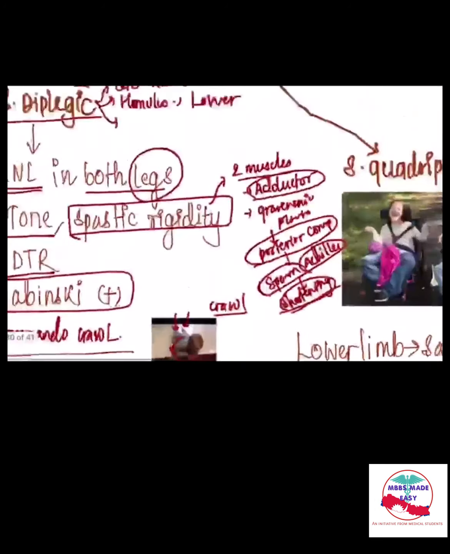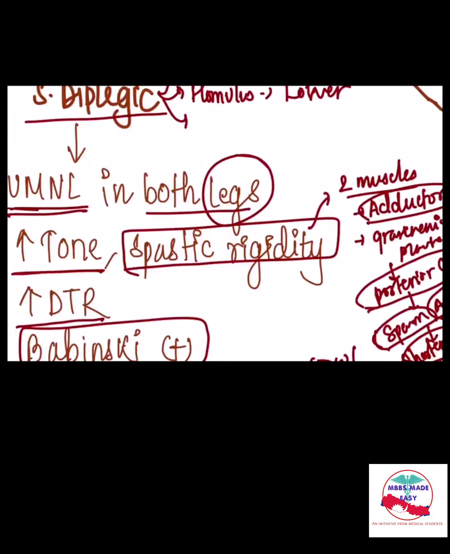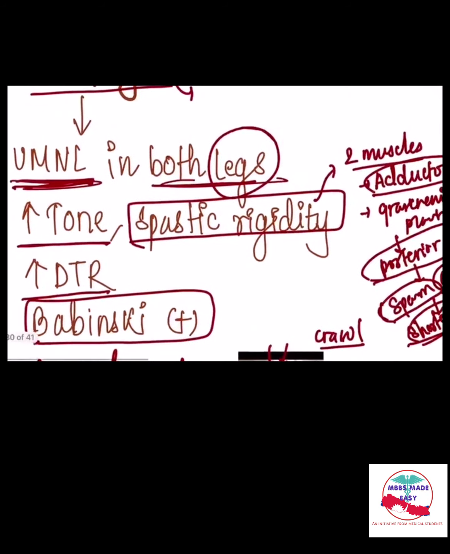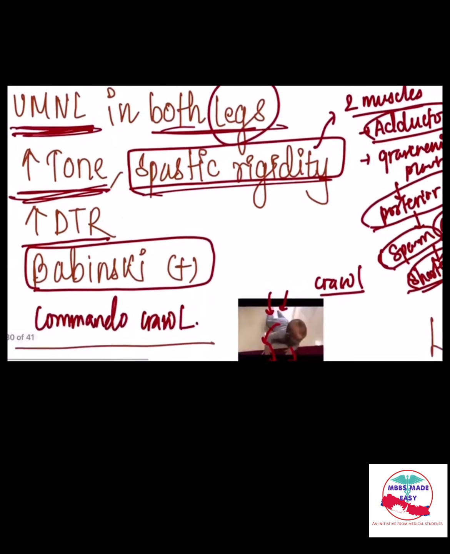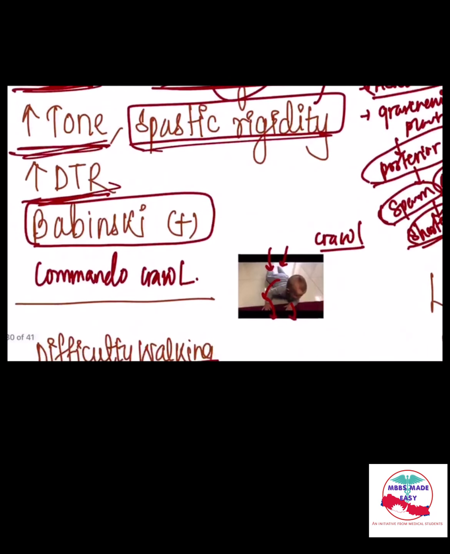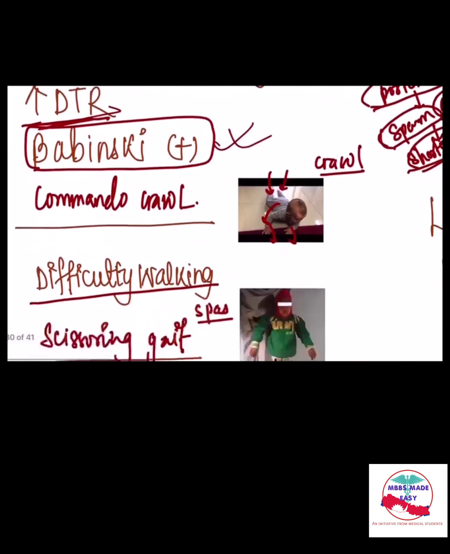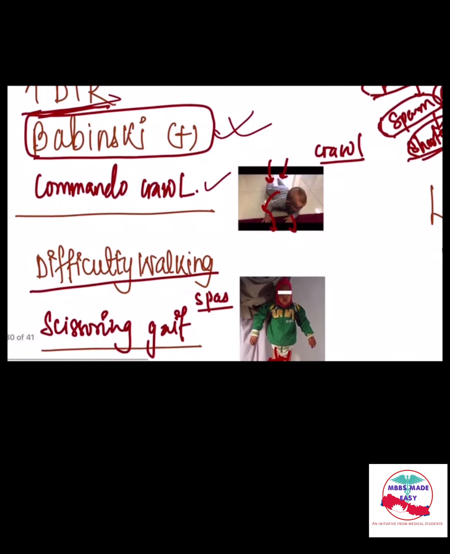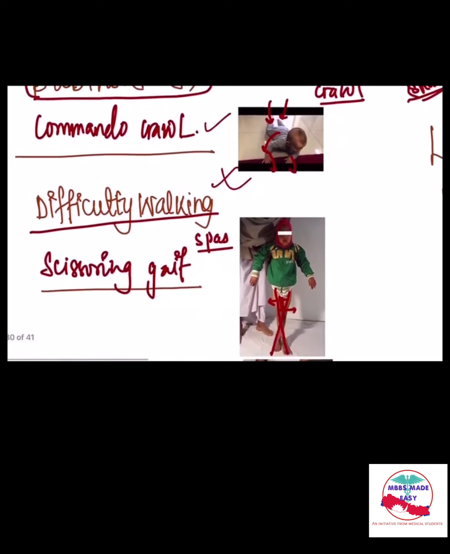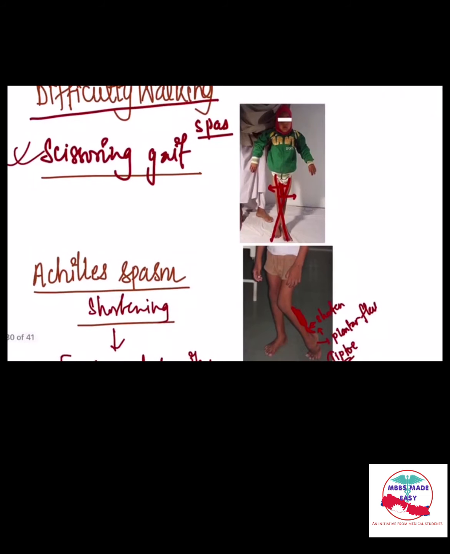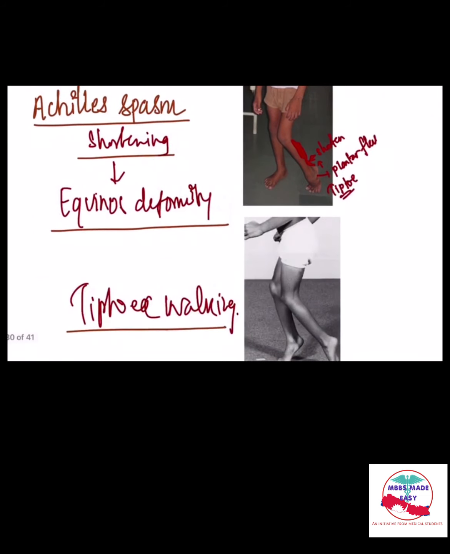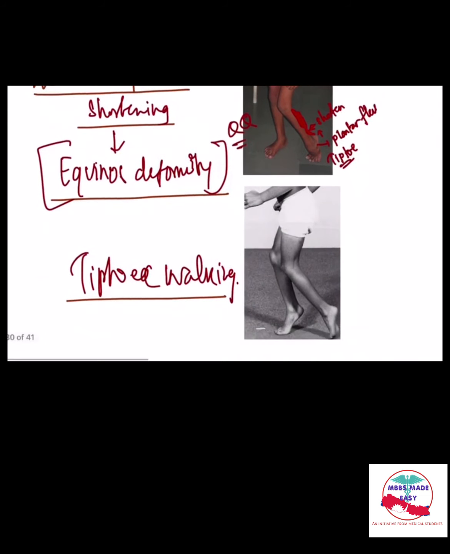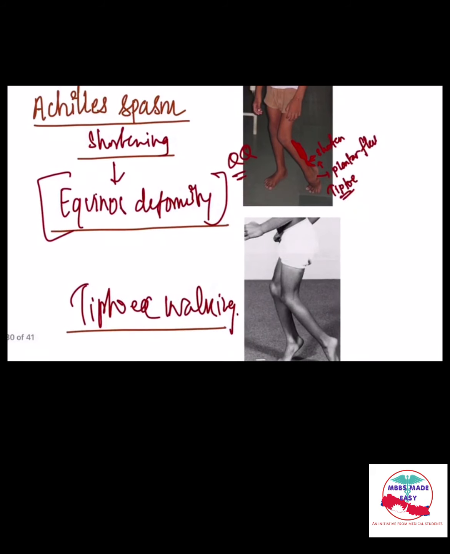So once again, in spastic diplegic cerebral palsy, there is an upper motor neuron lesion of both legs. There is increase in tone, spastic rigidity, and increase in deep tendon reflexes. Babinski sign is upgoing and fanning, and initially there is commando crawl. There is delayed walking, and even if the child walks, he will have a scissoring gait because of adductor spasm, and because of Achilles tendon shortening he will have equinus deformity, and due to this deformity he will walk in a tiptoe manner.